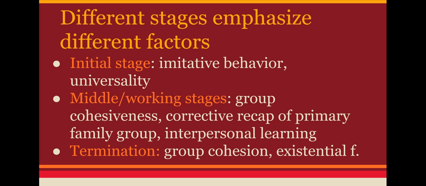Then in the middle and working stages of group development, group cohesiveness is a very important factor. That's what we are building. The corrective recapitulation of the primary family group is what's really developing, and that the group members are using to feel those transferences and those projections and work through them. Interpersonal learning is very important. That's a very basic factor in the working stages of group therapy.